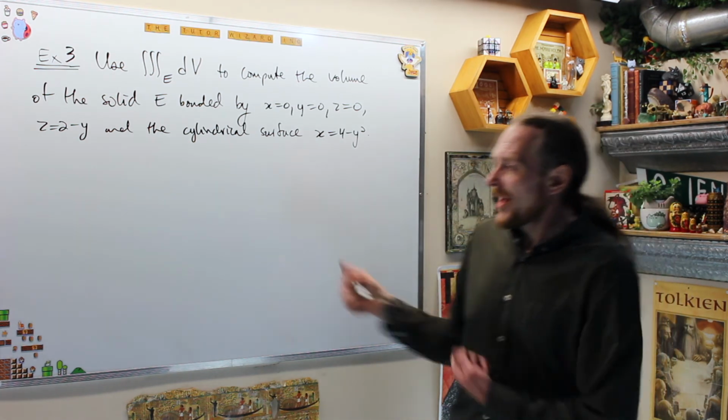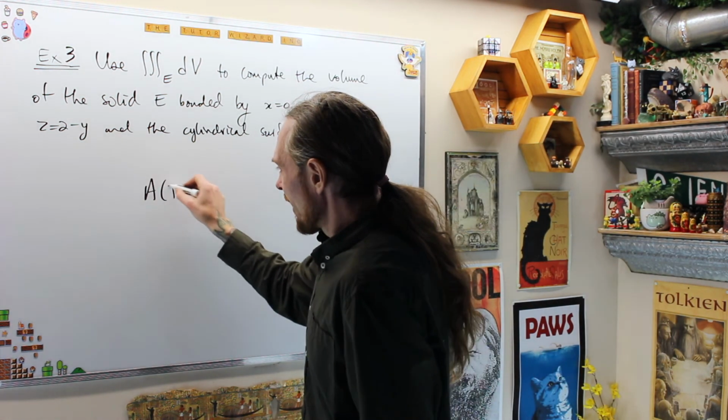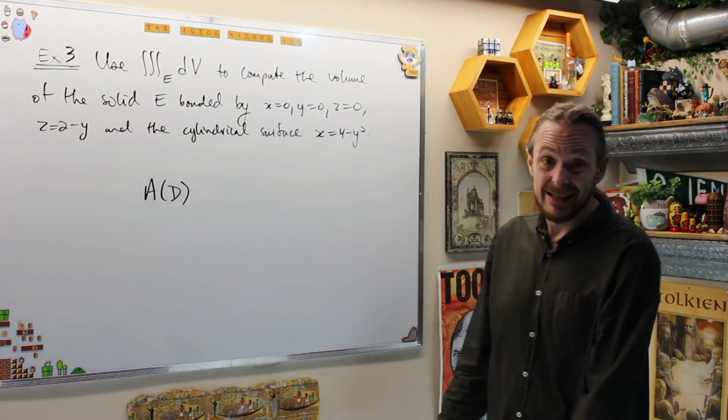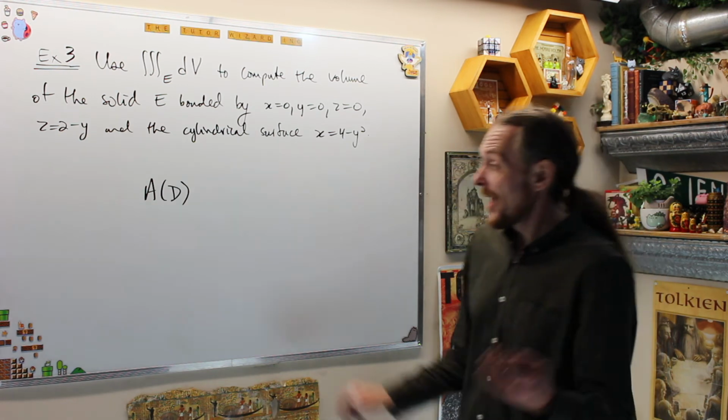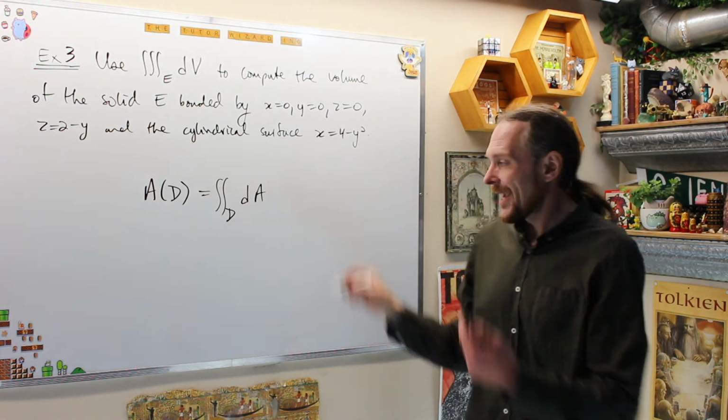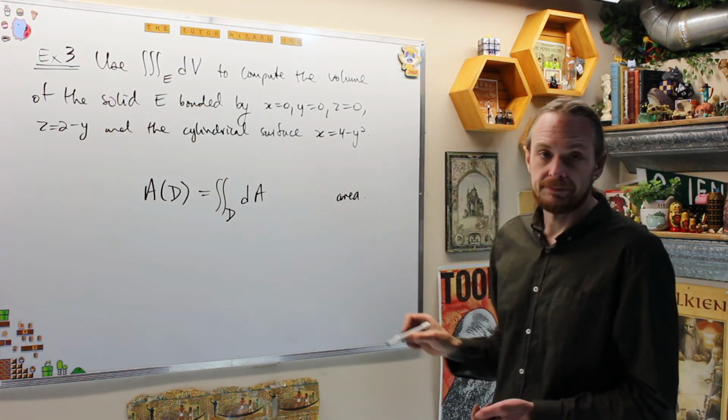But first of all, we had a property of double integrals. If I want the area of an arbitrary region D in the plane, and I can phrase that as a type 1 or a type 2 or a polar region, I can compute that as the double integral over D of dA. That gives me the area of D.